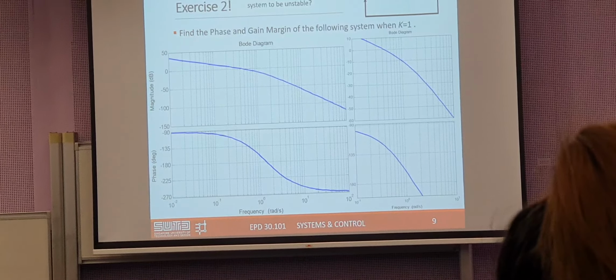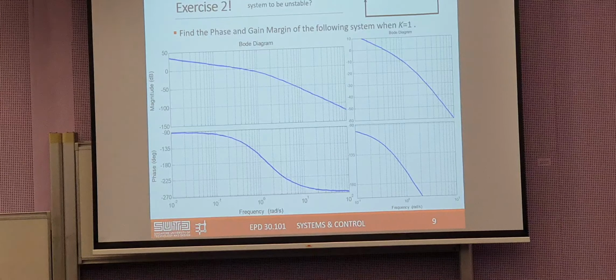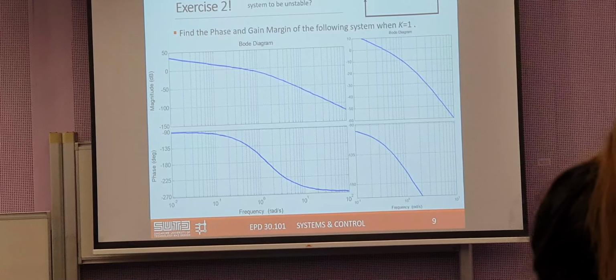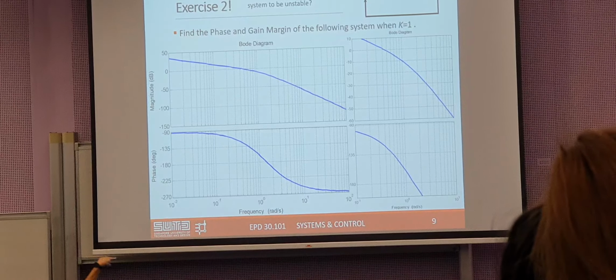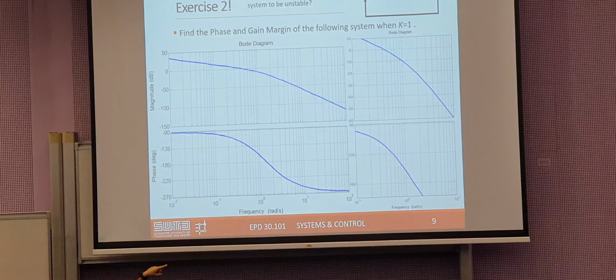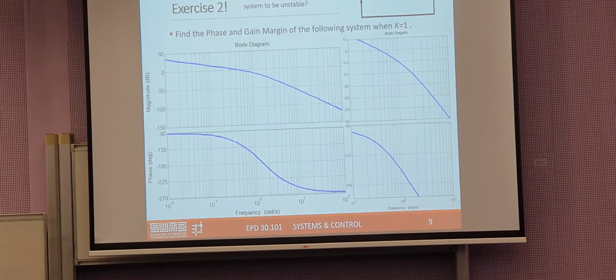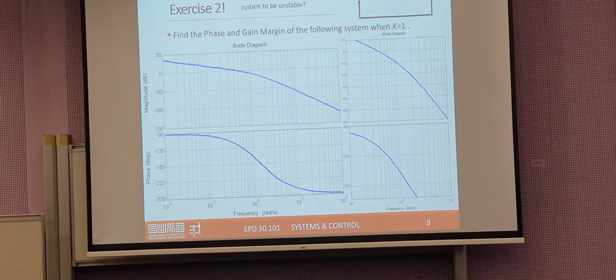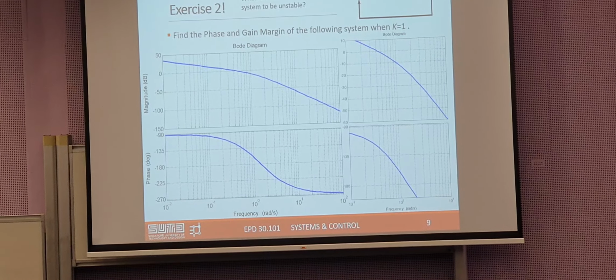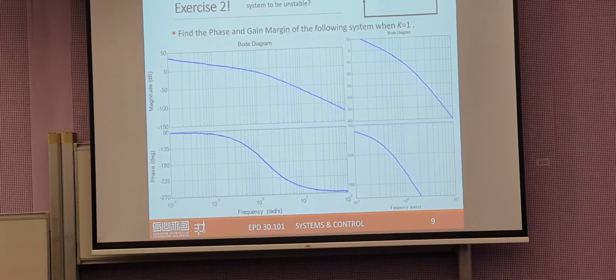Yes, all the poles and zeros are in the left half plane. That means if I gave you this diagram and told you it was minimum phase, you could have recovered this system. Food for thought. I don't want to distract you; I want to know the gain margin and phase margin.